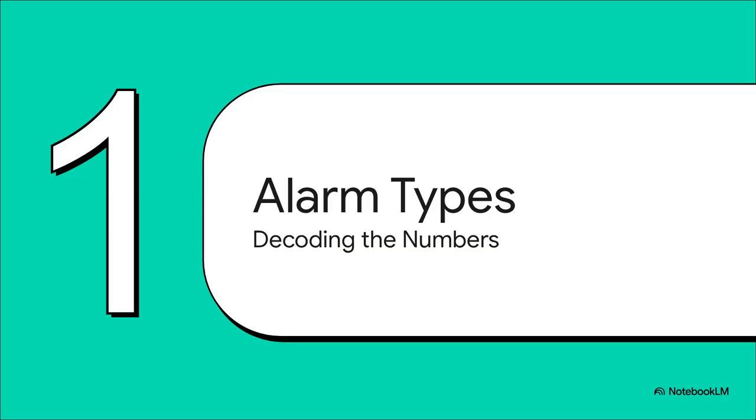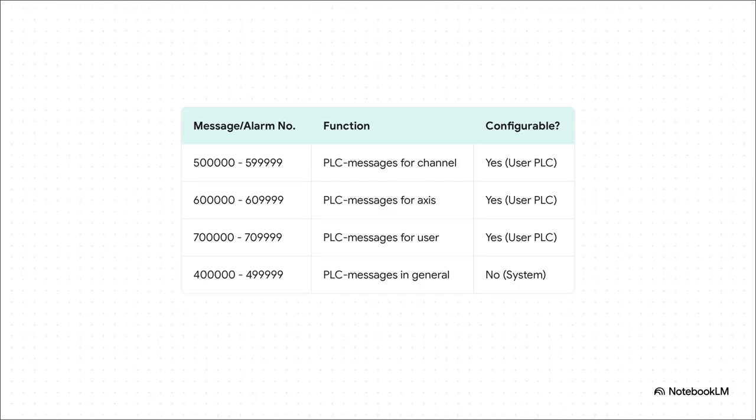All right, first up, let's decode what these alarm numbers are all about. See, they're not just random numbers. There's a real logic behind them, and once you get it, everything else just clicks into place. So check this out. This table is super important because it shows the big difference between system alarms and user alarms. See those ranges that start with a 5, a 6, or a 7? Those are all triggered by the user PLC. In other words, these are the ones you can actually control. That 400,000 range, that's the system's turf. We can't touch that. So we're going to focus on the good stuff, the ones you can customize.